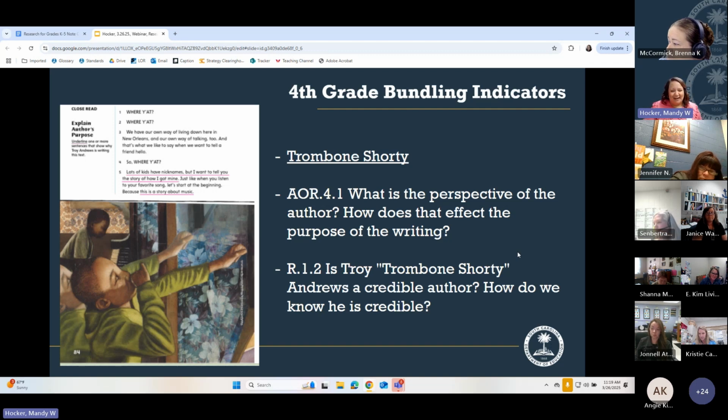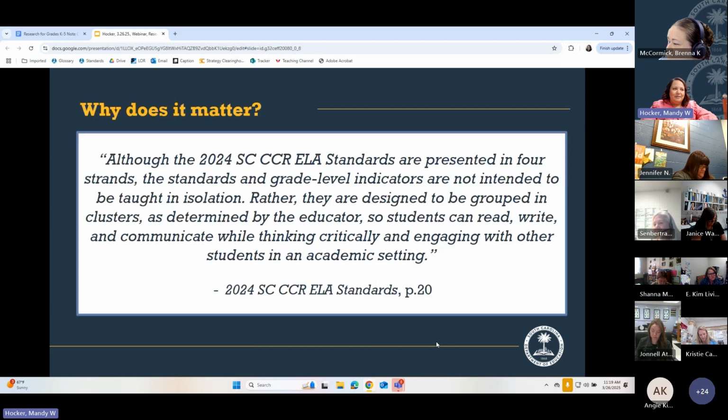Kim, I love your comment. He's also published by a publisher, not a website. How about that? That does lend itself to a little more credibility than others. That's a great point. All right, now let's take a look at a quote from our standards document.